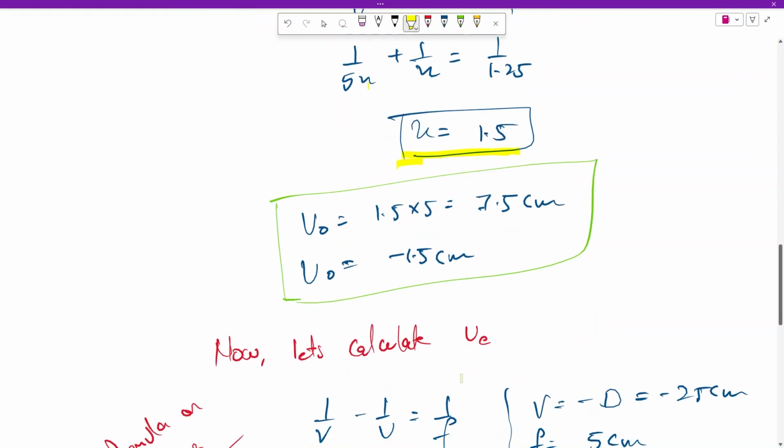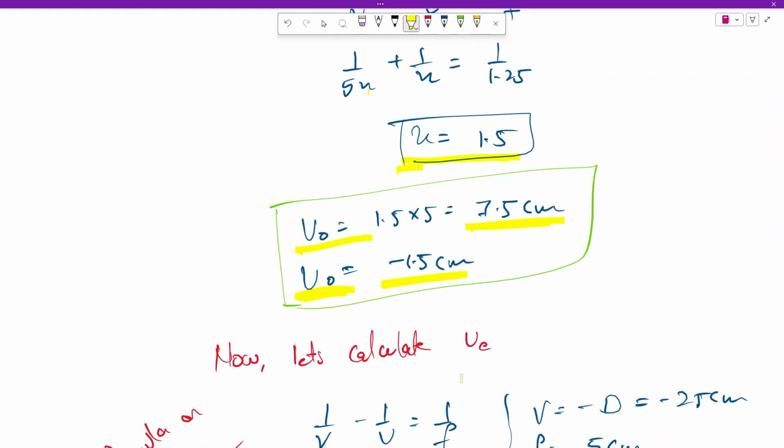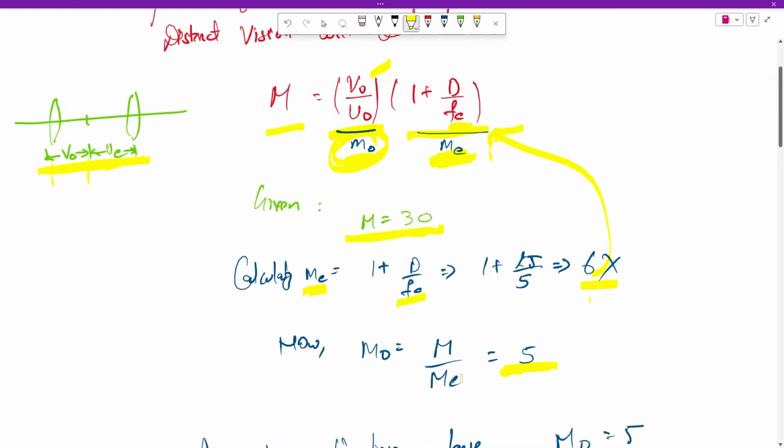Now since we assumed that VO is equal to 5x, VO is going to be equal to plus 7.5 centimeter, and UO, the object distance from the objective, is going to be equal to minus 1.5 centimeter. So we have got the value of UO and the value of VO, and we also know that we have to find the length using VO and UE. So the only unknown quantity is the object distance from the eyepiece. We have the value of VO, that is 7.5 centimeter. Now let us find out the value of UE.